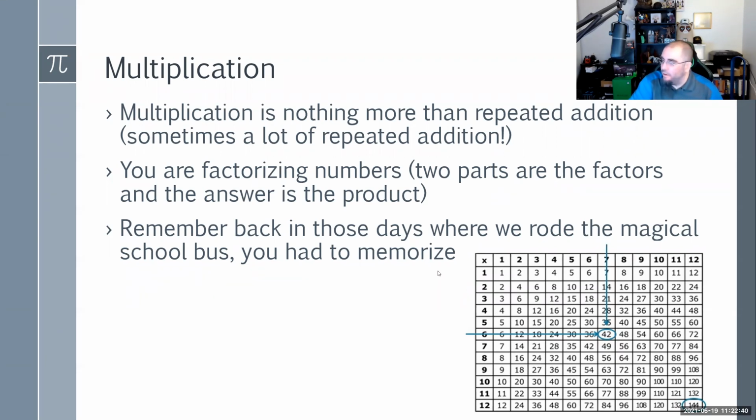For those of you that don't know, we'll talk about this here in a second with division. I'm going to wait. I've got a good fun fact for that in division.